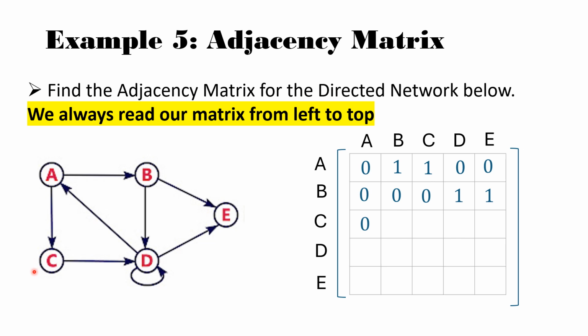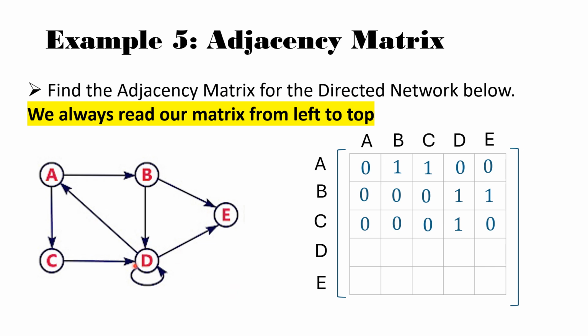Next, we look at C. C to A has no connection. Again, although there is an edge between them, C cannot travel to A, only A can travel to C. And then C to B has no connection at all. C to C has no connection. C to D has a single connection going that way. That's perfect. And then C to E has no connection.